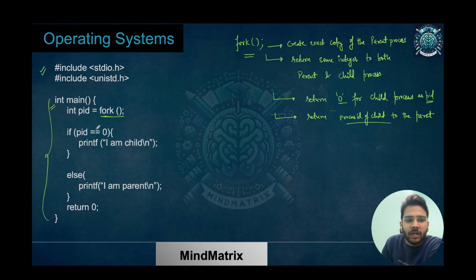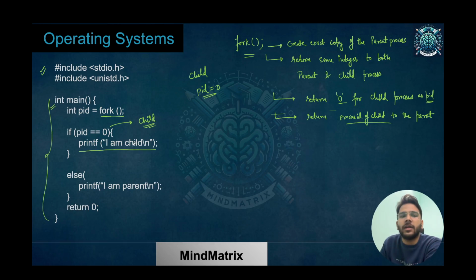For the child, PID will be equal to 0. So if PID is equal to 0, that statement will be true for the child, because the value of PID is 0 for the child process. So this printf statement will be executed by the child process, and it says I am child. If PID is not equal to 0, the else statement will be executed, and this will be executed by the parent process.